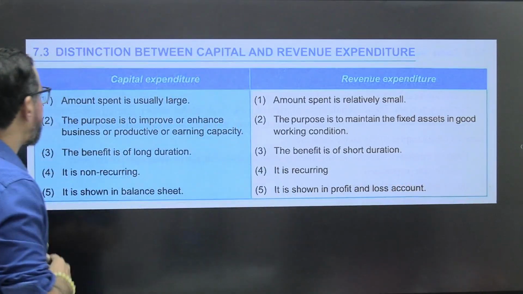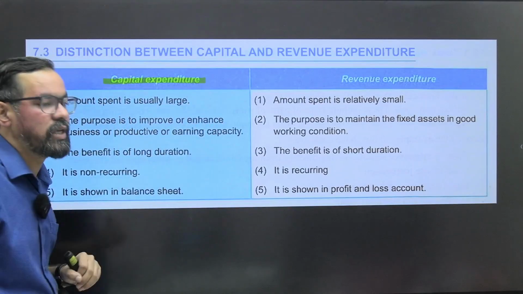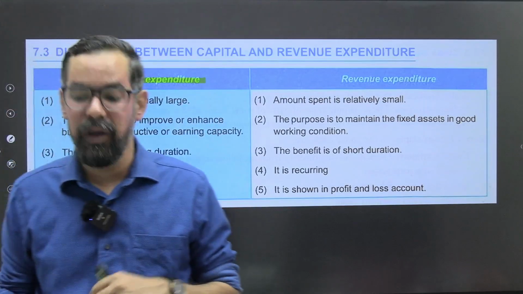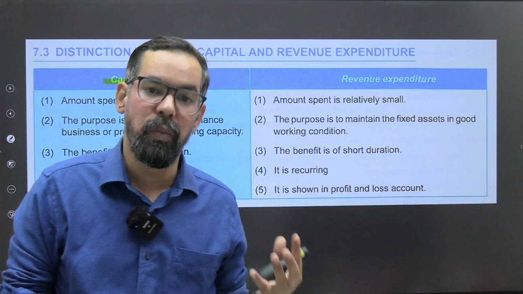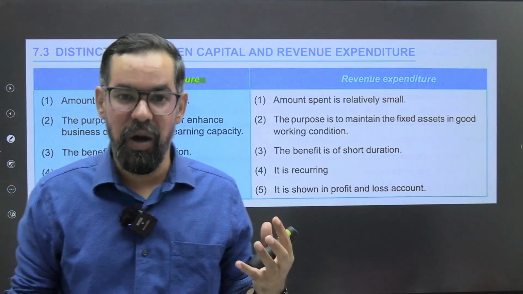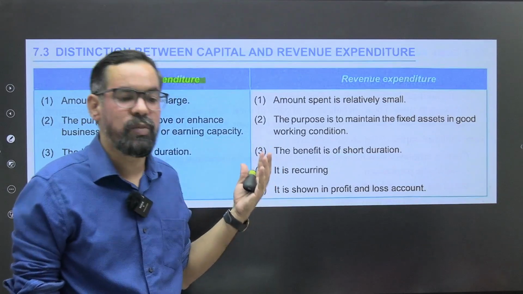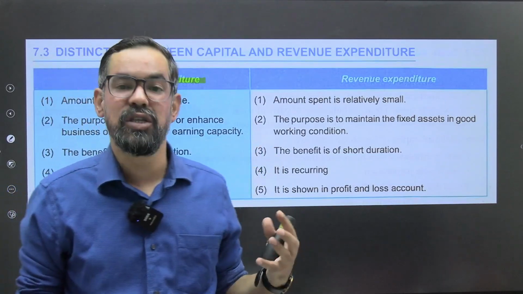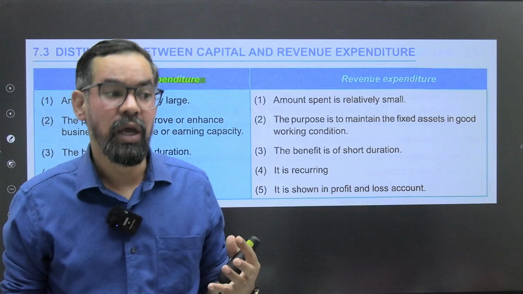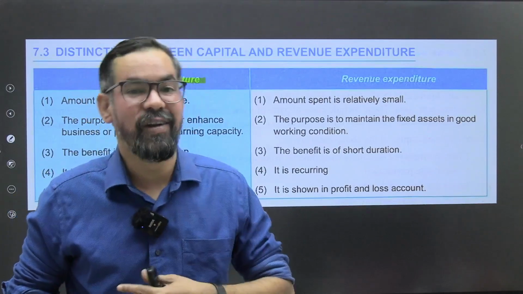So guys, the distinction between these two: capital expenditure is expenditure on creating permanent assets like property, plant, equipment, goodwill, patent, copyright, trademarks and all. Basically, these are long-term expenditures. They are generally spent on the capacity building of that particular organization. These types of expenditure are generally part of the asset side of the balance sheet.